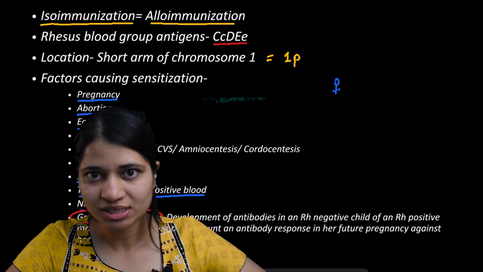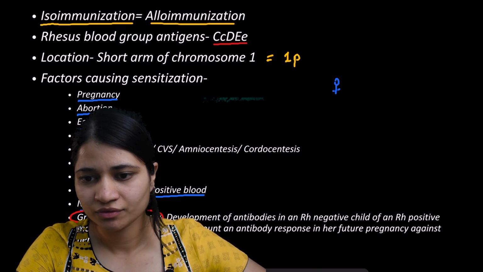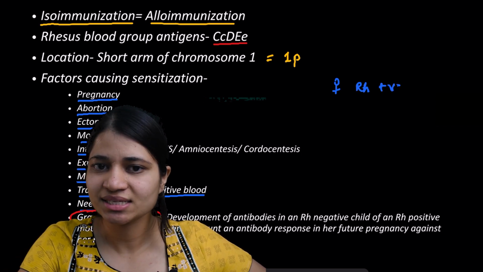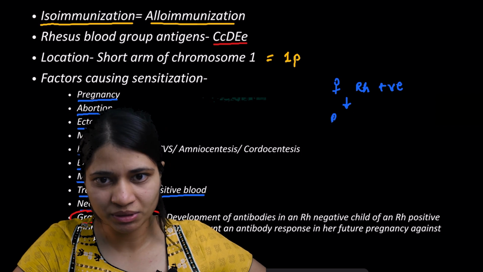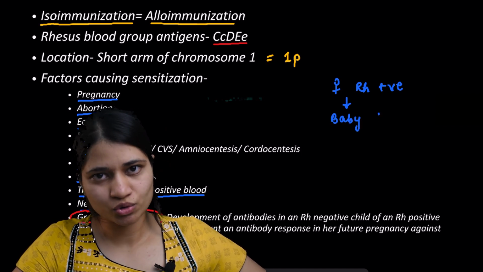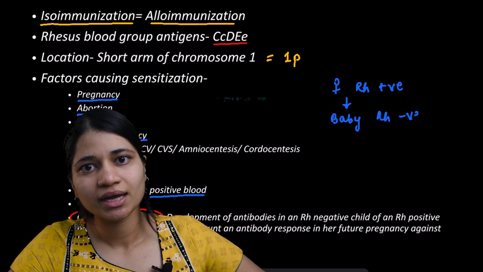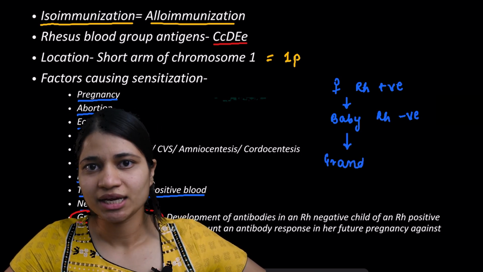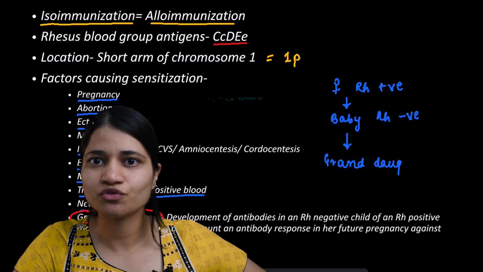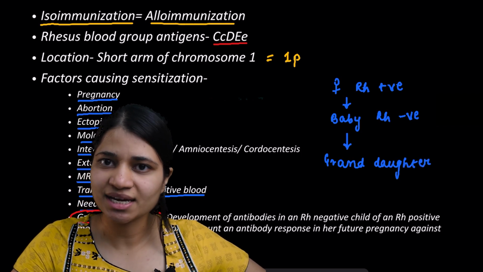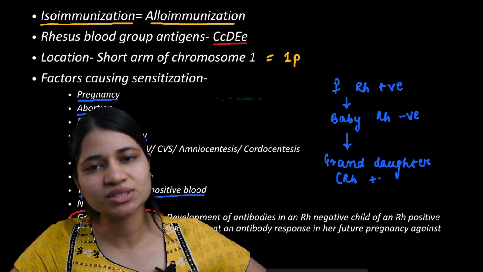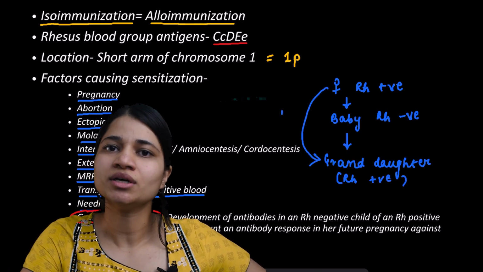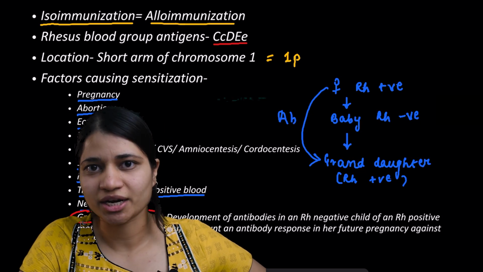So what we said was, we have an Rh positive mother, we have an Rh negative baby. These antibodies from the mother go to the baby. Now this baby grows up, she again becomes pregnant. Now this Rh negative mother has an Rh positive baby. She has pre-existing antibodies from her own mother, and these antibodies then cause an immune response against this Rh positive baby, who is the grandchild of the creator of the original antibodies.